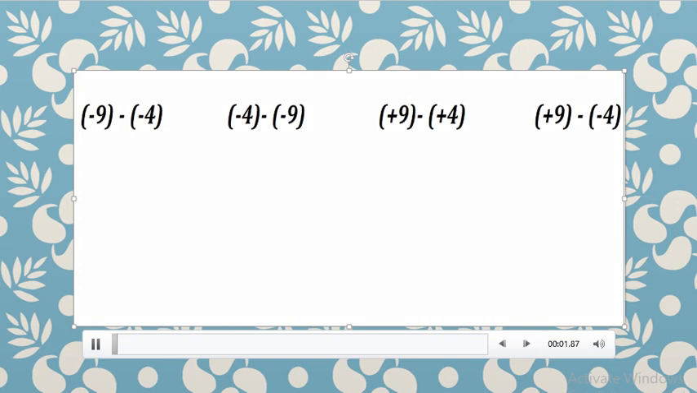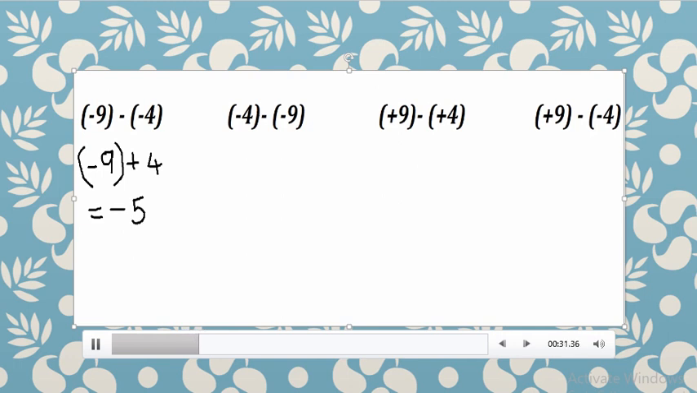Now let us see how we can subtract -4 from -9. To subtract one number from another is to add its opposite number. So we are going to take -9 and add its opposite number. What is the opposite number of -4? It is +4. So -9 plus 4 is -5. So the answer that we get is -5.